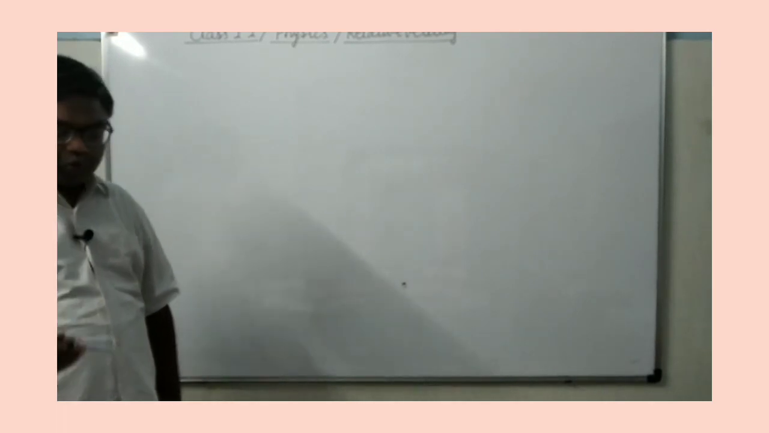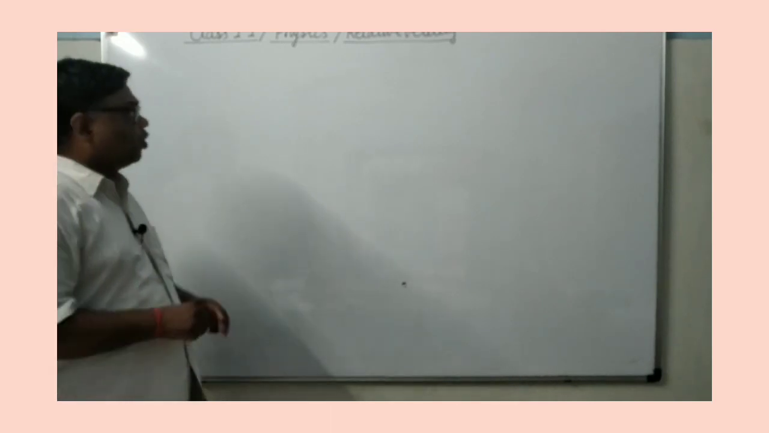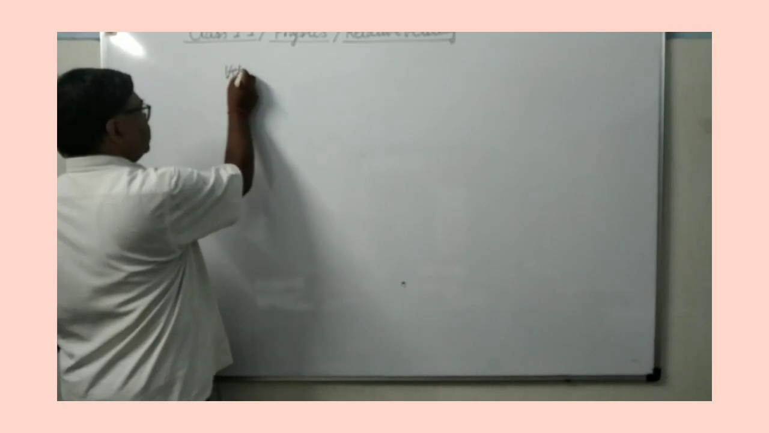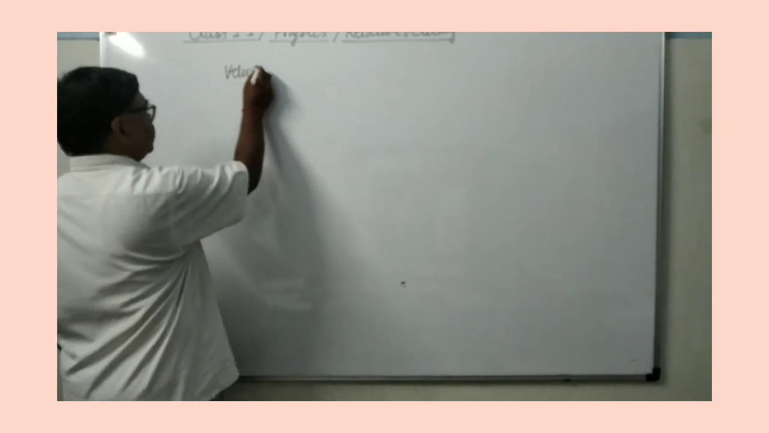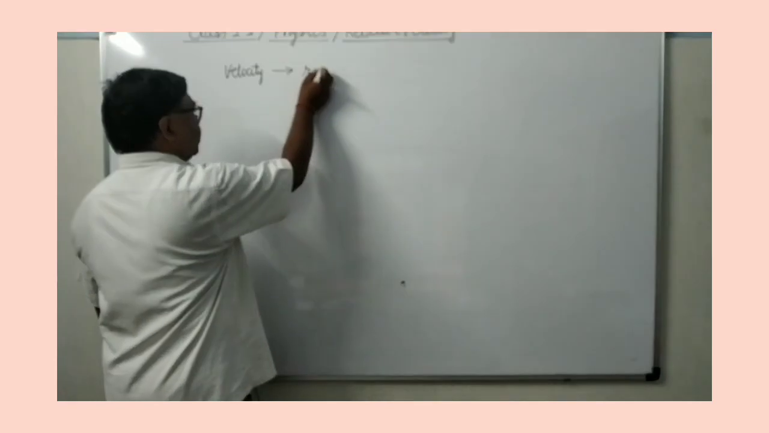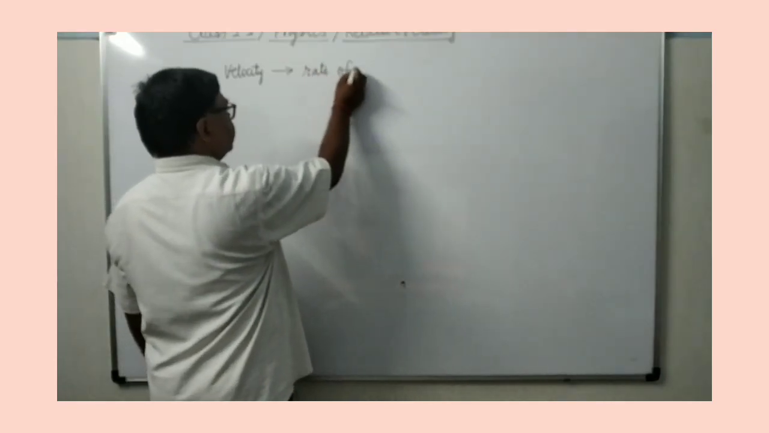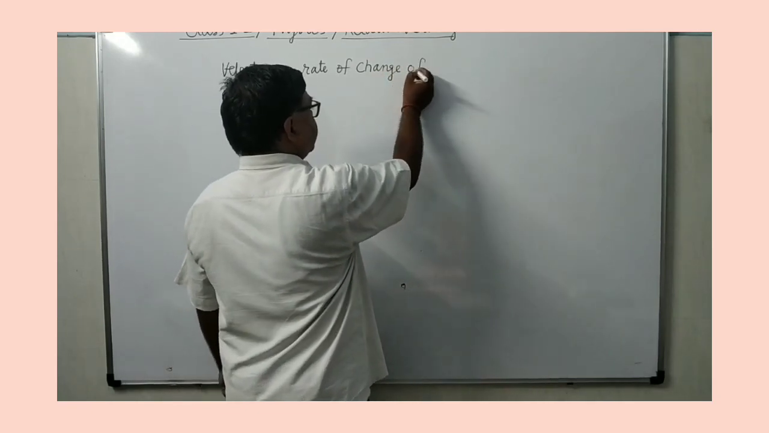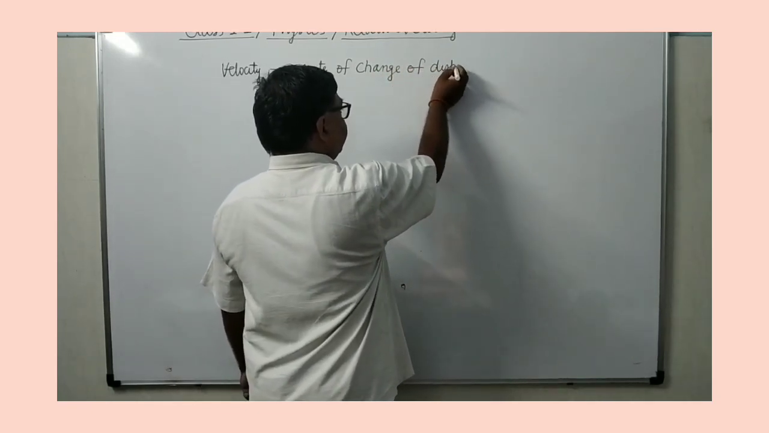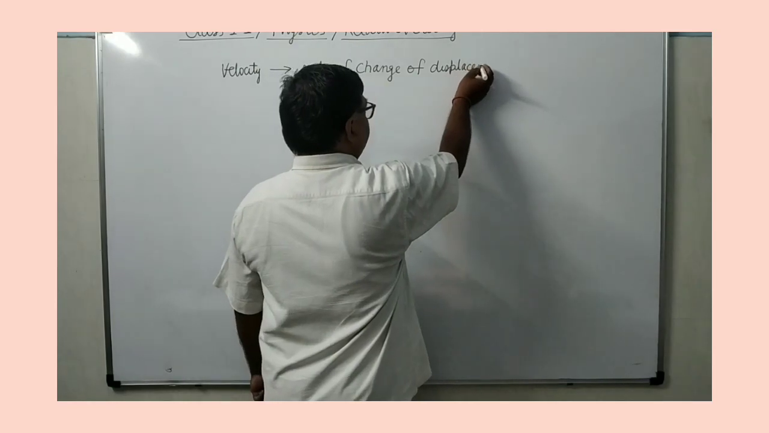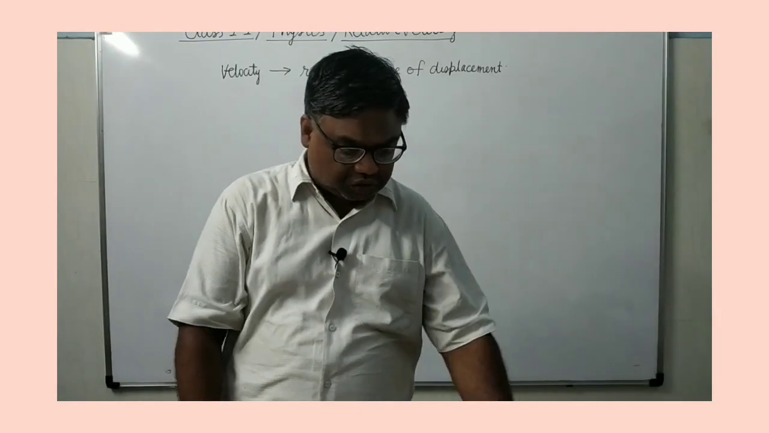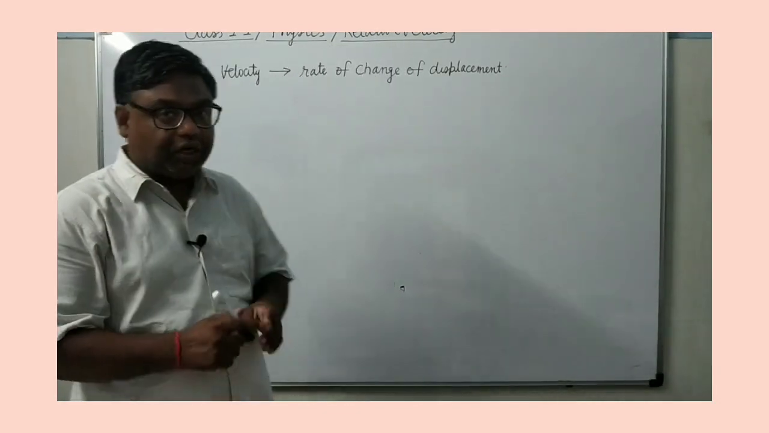First, you know what velocity is. Velocity means rate of change of displacement. Velocity is defined as the rate of change of displacement. When we talk about relative velocity, it means velocity with respect to some other body. Velocity with respect to some other body is known as relative velocity.